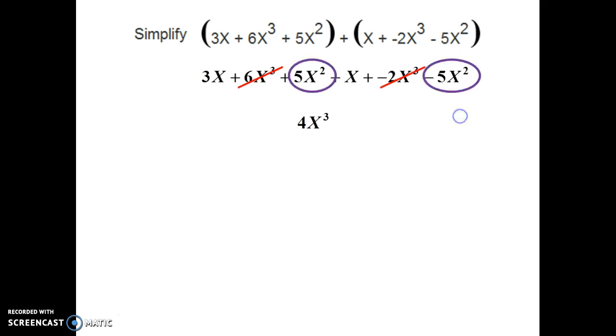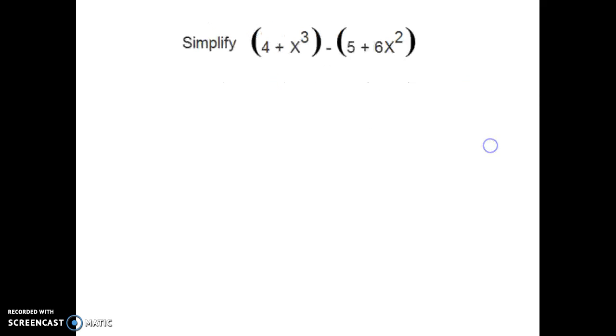5x squared minus 5x squared, that becomes 0, so we cancel those. And then we have x terms, so 3x plus 1x gives us plus 4x. So our simplified polynomial is 4x cubed plus 4x. Now let's take a look at subtraction.